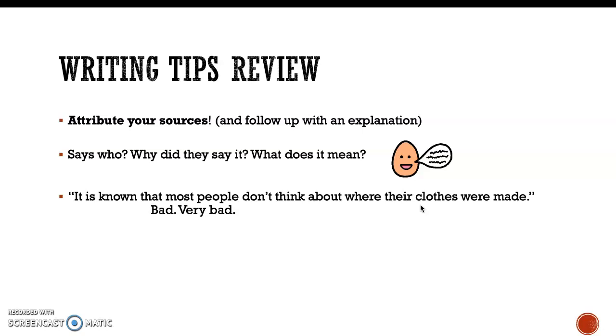All right, so another very important point. Attribute your sources, right? What does that mean? Make sure that you indicate where any outside ideas are coming from, and not just that, but then follow up those outside ideas with your own analysis and explanation. So if you're presenting information, you need to tell your reader, well, who said this? Why did they say it? And what does it mean? We've talked about how we don't want to use quoted information without following up with an explanation.